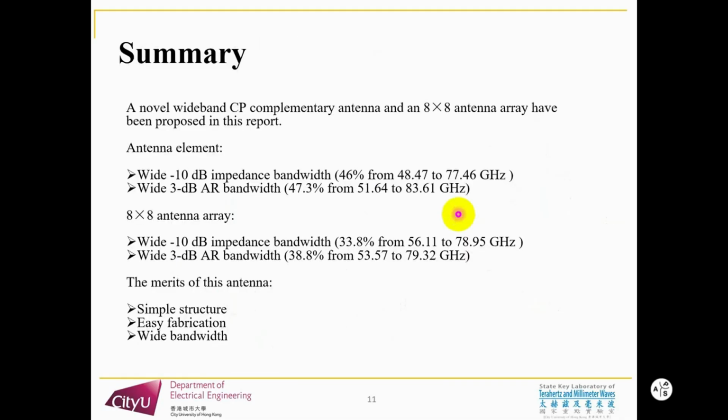So, a novel wideband CP complementary antenna and a 4-by-4 antenna array have been proposed in this report. It achieves a wide impedance bandwidth and 3 dB AR bandwidth. The merits of this antenna are its simple structure, easy fabrication, and wide bandwidth. For more details, please refer to our paper.